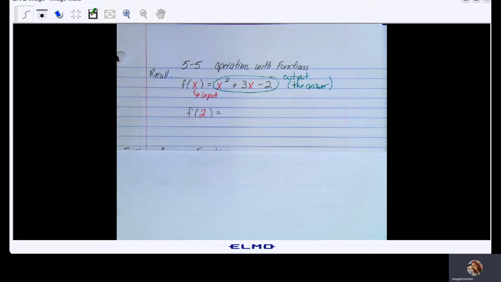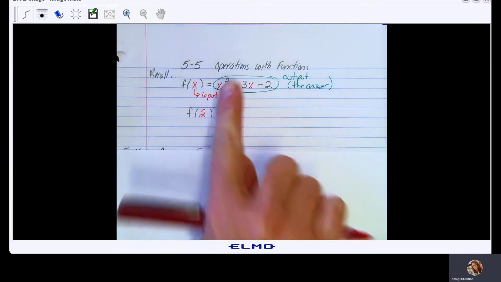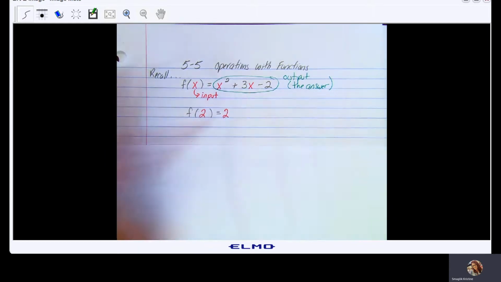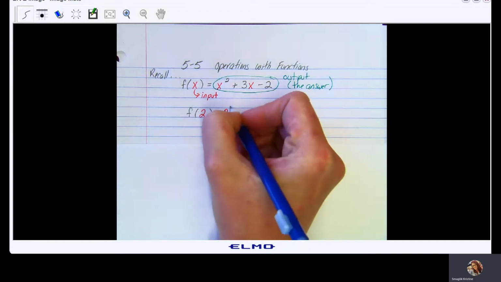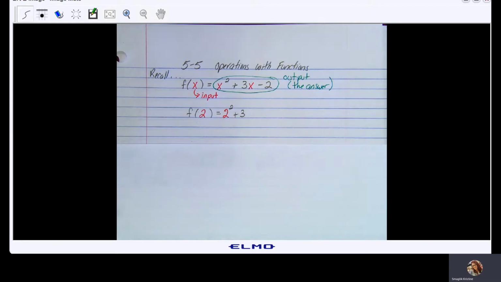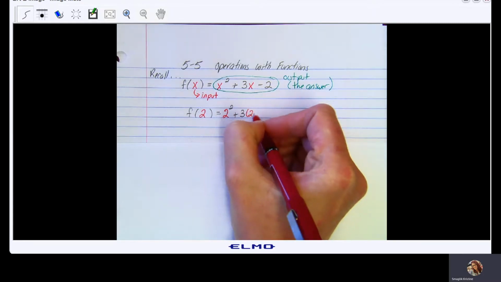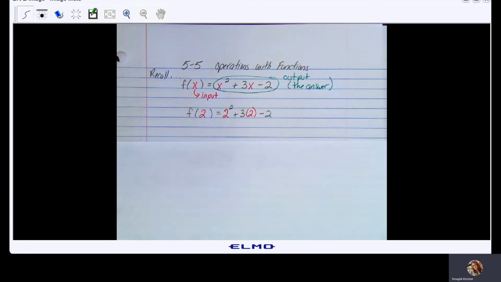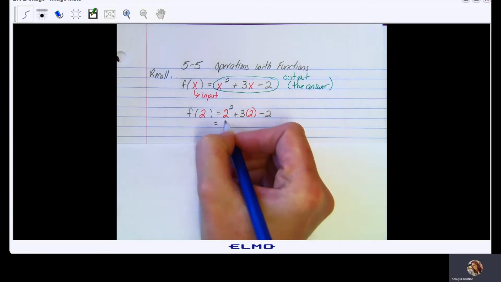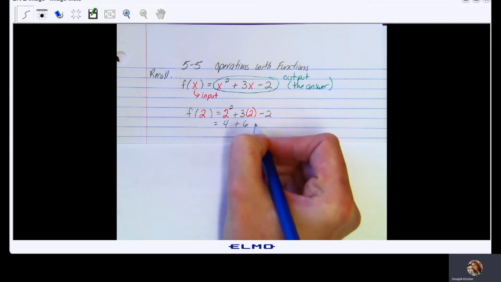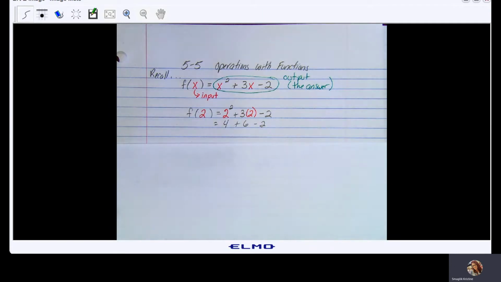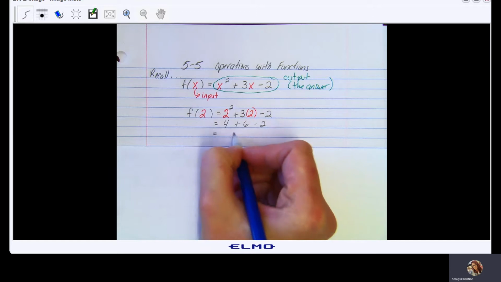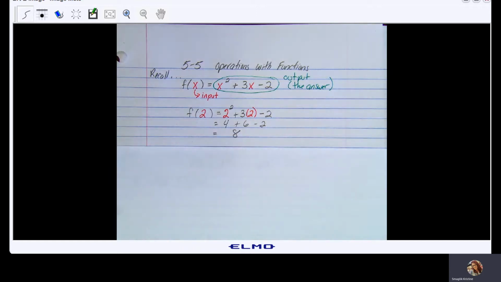Now, if I gave you f of 2, you would go to your function, and everywhere that you saw x, you would put in a 2. So we would have 2 squared plus 3 times 2 minus 2, and then you'd simplify it, and we'd get 4 plus 6 minus 2. 4 plus 6 is 10, minus 2 is 8. And 8 is our output.